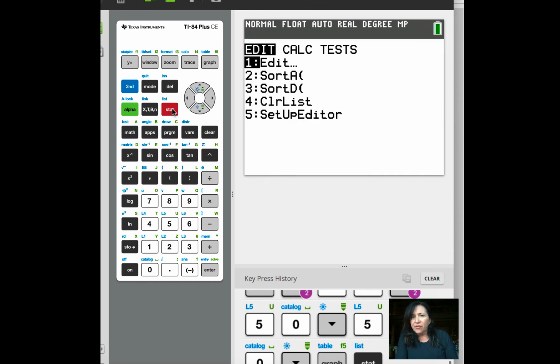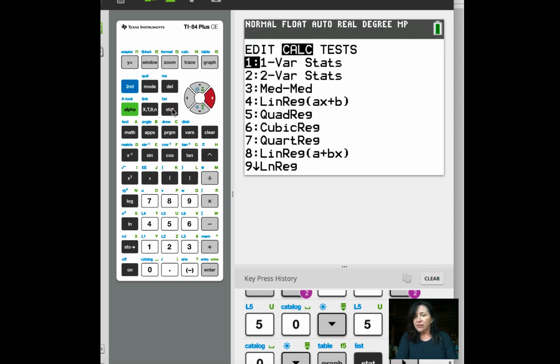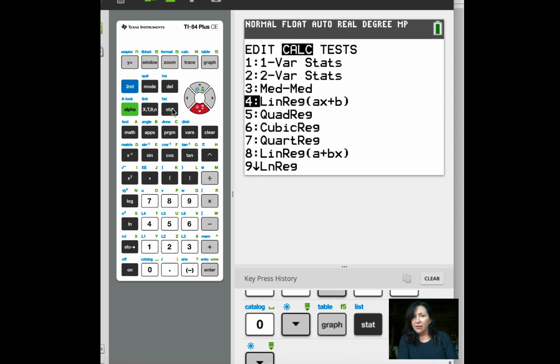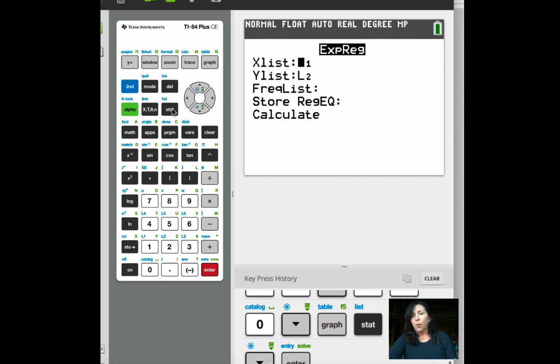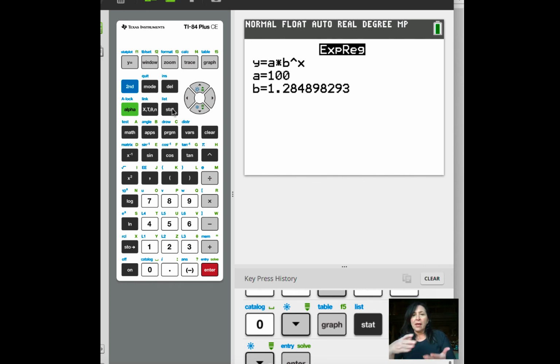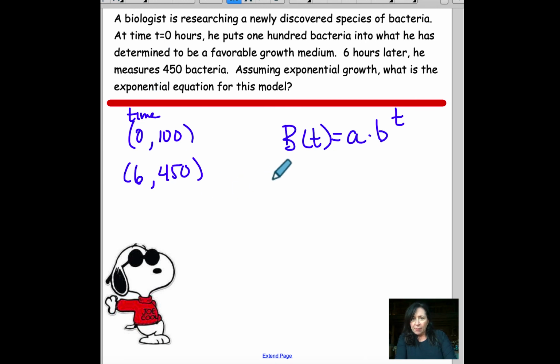So now I'm going to go to stat, and I'm going to go over to calculations, and then I'm going to go down again to find my regression that's exponential. Hit that, and I'm using L1 and L2, so you just click through that, calculate, enter. There's my equation, which we already knew that A was 100, but we also found out that B was 1.2848. So given that information, I'm going to come back here.